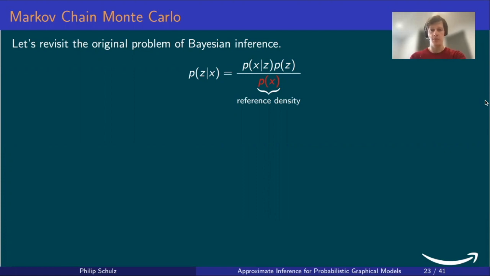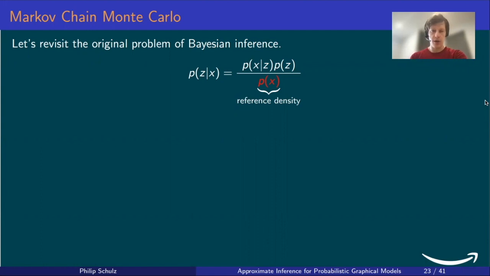because we can't compute P of X, right? The marginal over X, our data. And I'm going to call X the reference density here, because what it does essentially is it normalizes the joint density over Z and X, right? So now, what if we could swap out this reference density, which we can't compute, for another density, which you can actually compute? That's kind of the underlying idea here.